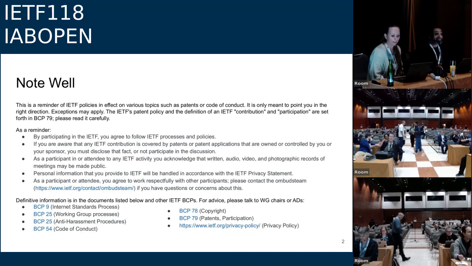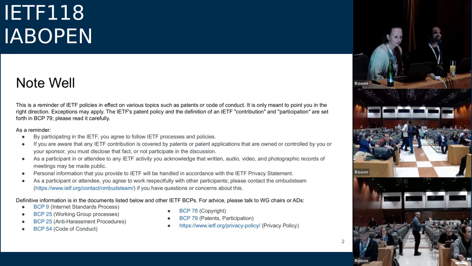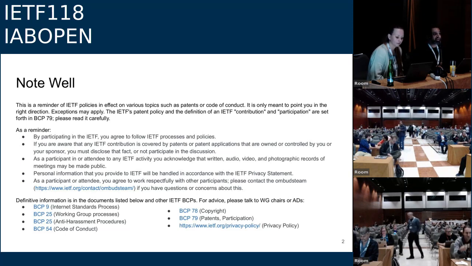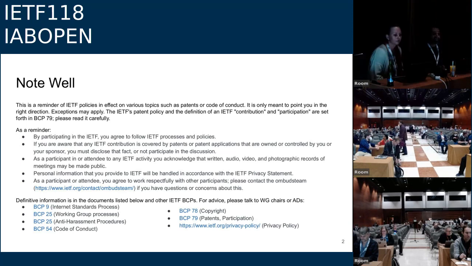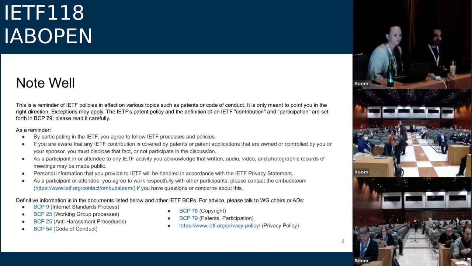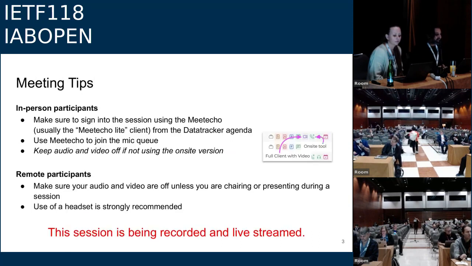Note Well applies. Please give focus to all the BCPs and our policies under which this meeting is running. Special attention to the code of conduct. Please be kind to each other and be respectful of each other, and take care of other IETF processes as well while you are contributing in this room.